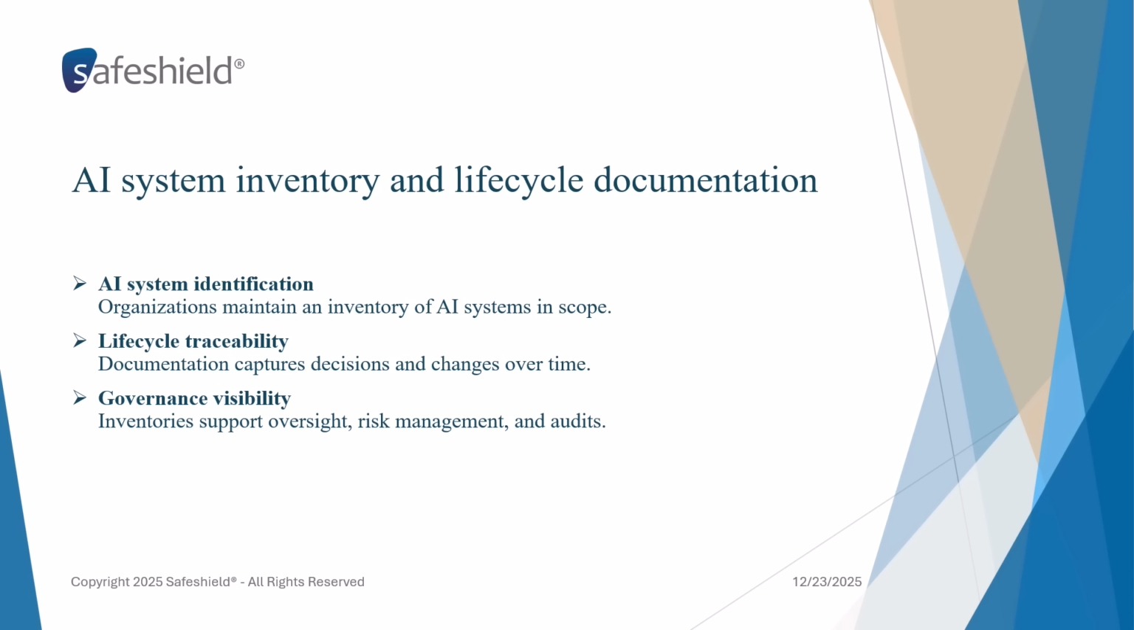Auditors assess whether the inventory is complete and accurate. They will verify that systems observed in operation appear in the inventory and that lifecycle records exist for material decisions and changes. Common findings include undocumented pilot systems, shadow AI tools, or missing records for third-party services. ISO 42001 does not mandate a specific inventory format, but it requires sufficient detail to support risk-based governance and effective auditability.